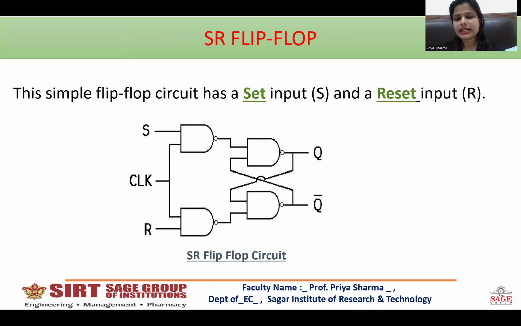The full forms of SR are set and reset inputs. So you can see over here, a clock input is given to the NAND gates, and S and R are the other inputs. These inputs are again passed through an SR latch, having the NAND gates, and their outputs are being fed back to the other NAND gate, and we produce two outputs, Q and its inverted output, which is Q bar.